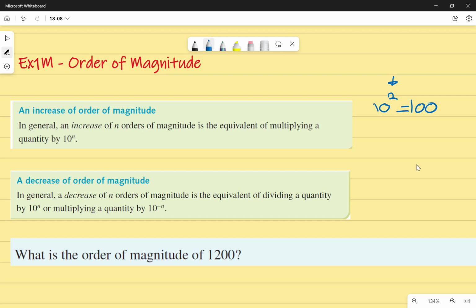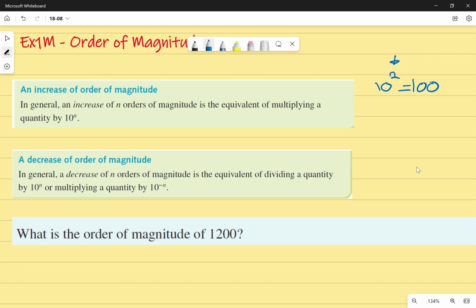We also have decreases, and that's a similar thing. We can either divide by 10 to the power of n, where n is our order of magnitude, or we can multiply by 10 to the negative n, because that's going to be the same thing. So that's for decrease and increase.